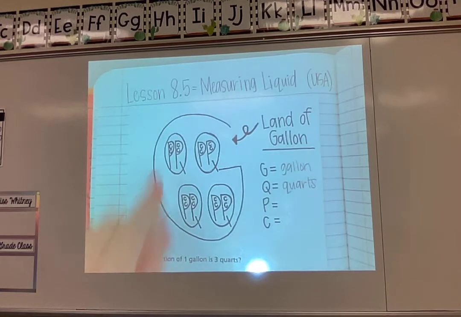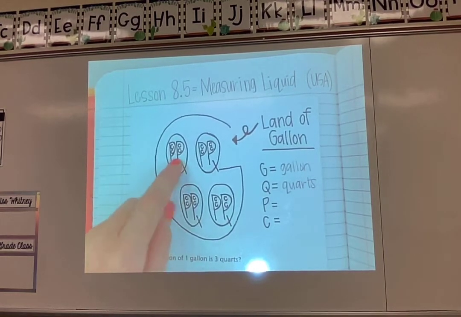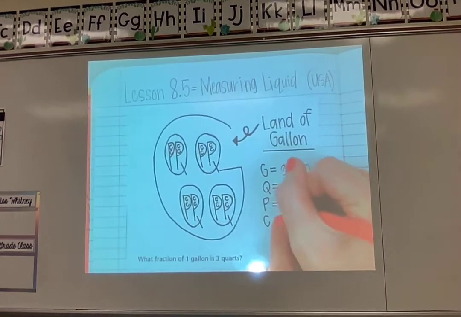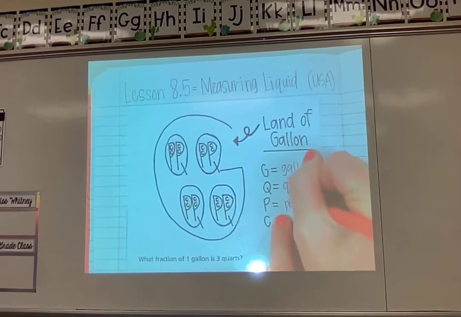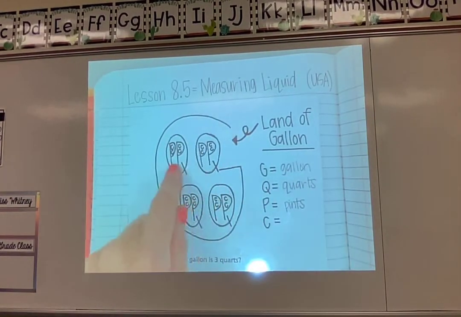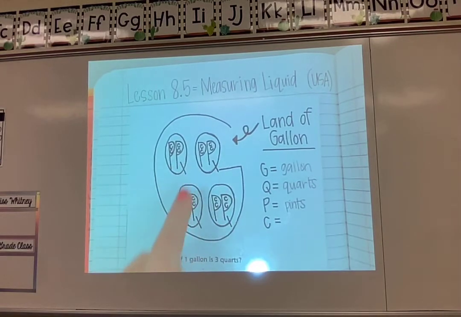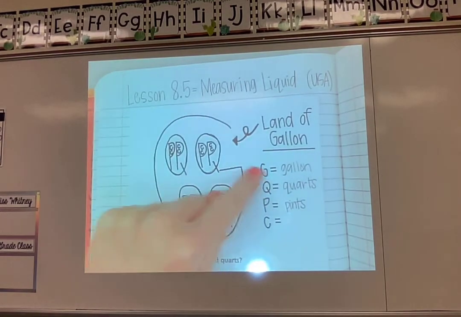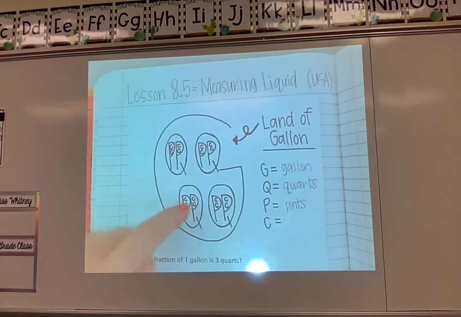So in the land of gallon, there are 4 queens. Each queen has a prince and a princess, and the P's stand for pints. So I could say, how many pints are in a quart? Well, I would look at the quart. How many pints are in a quart? 2. Or I could say, how many pints are in a gallon? 1, 2, 3, 4, 5, 6, 7, 8 pints in a gallon.